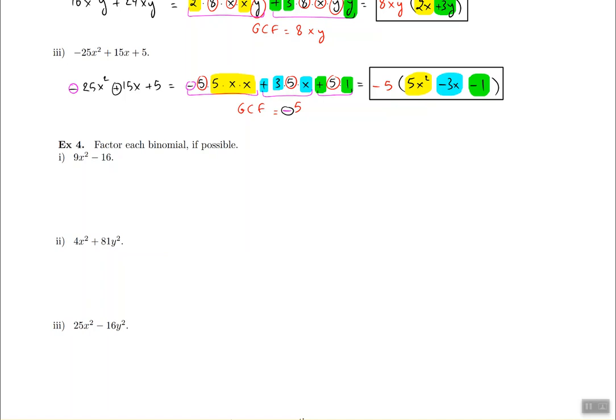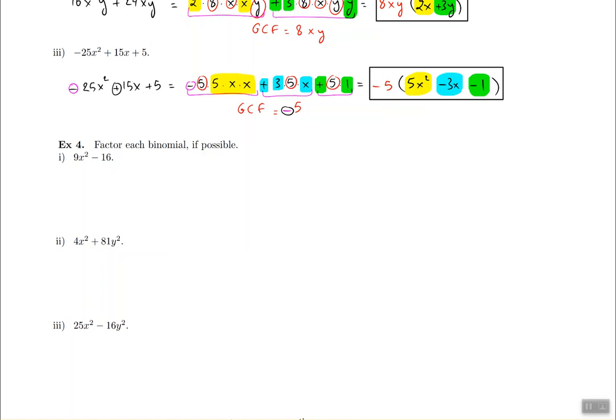Now let's take a look at example number 4, which says factor each binomial if possible. There are situations where binomials or polynomials in general cannot be factored, in which case we would not have an answer. We would just say it's a prime polynomial.